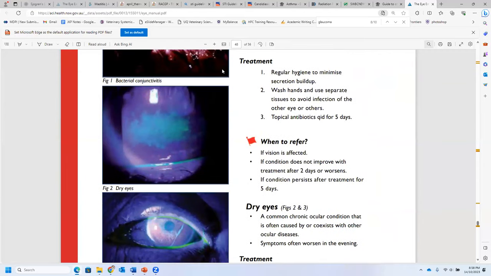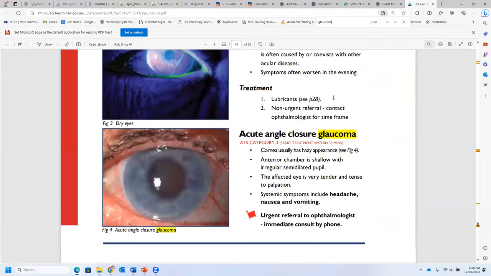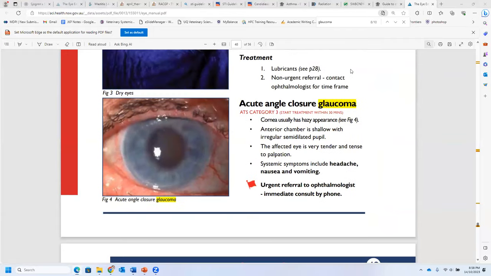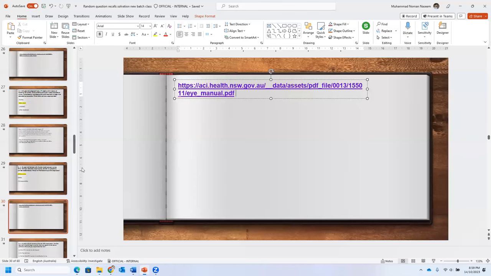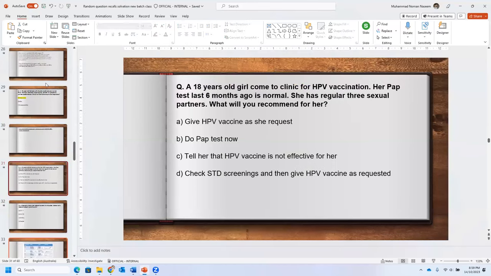Okay, here it is. Acute angle closure glaucoma. So the patient will be coming to you with cornea that is hazy in appearance. Anterior chamber is shallow with irregular pupil. Affected eye is very tender and very tense. Systemic symptoms will be there like headache, nausea, vomiting. Urgent referral to ophthalmologist is required for this. You give acetazolamide and timolol to the patient immediately. All good, guys? Any question?